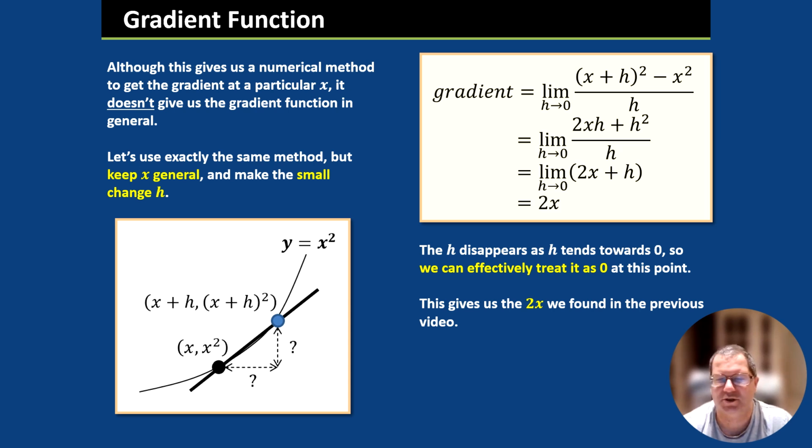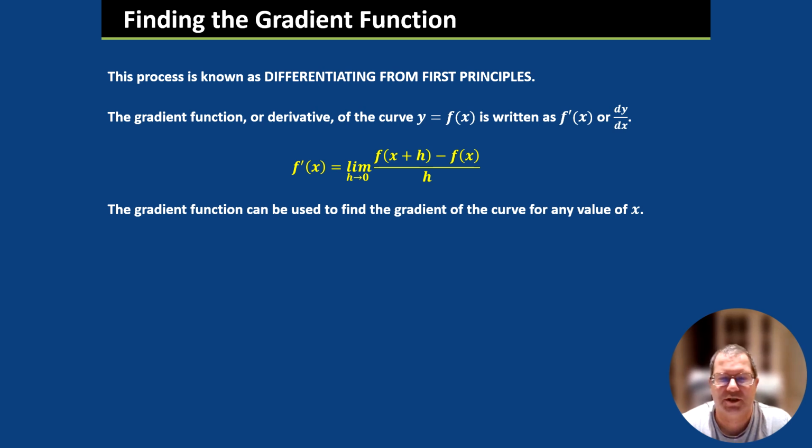And as h tends to 0, that's going to equal 2x. So the h disappears as h tends towards 0, so we can effectively treat it as 0 at this point, which gives us the 2x we found in the previous video. This process is known as differentiating from first principles, and the gradient function or derivative of the curve y equals f of x is written as f dash x or dy by dx.